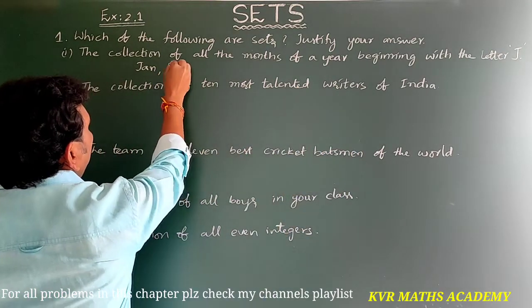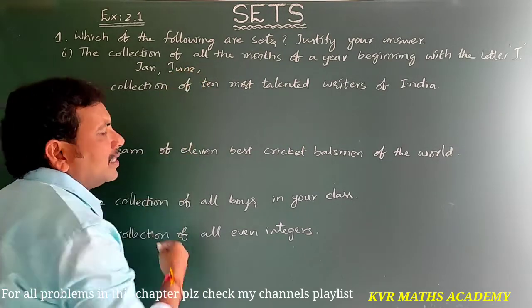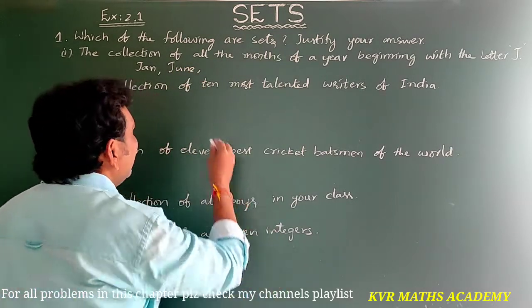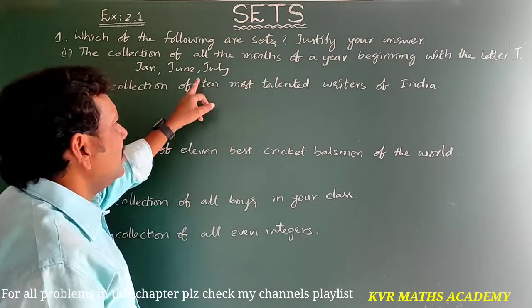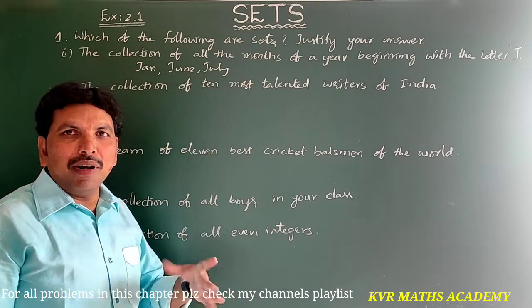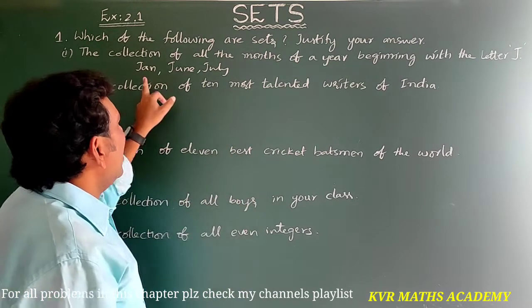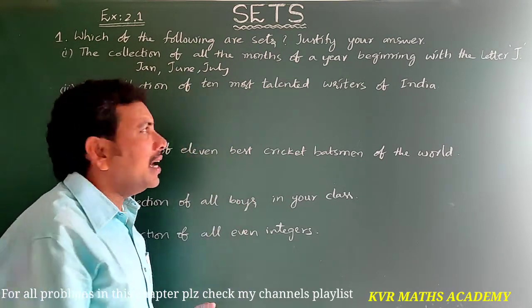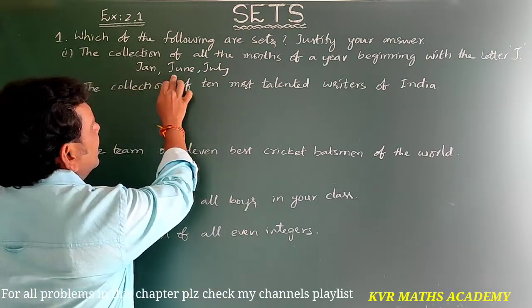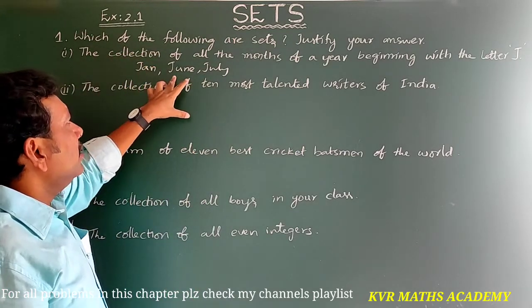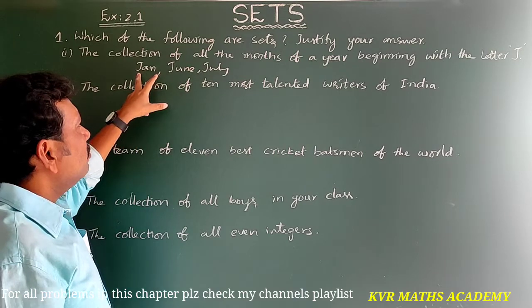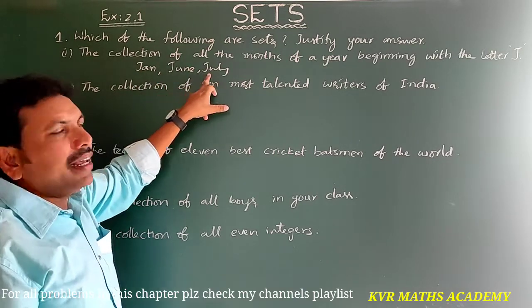Next, June. Next, July. Is there any month starting with J? August, September, October, November, December. So there are 3 months, right? So is this a set or not? These are all well defined: January, June, July are the months starting with the letter J.